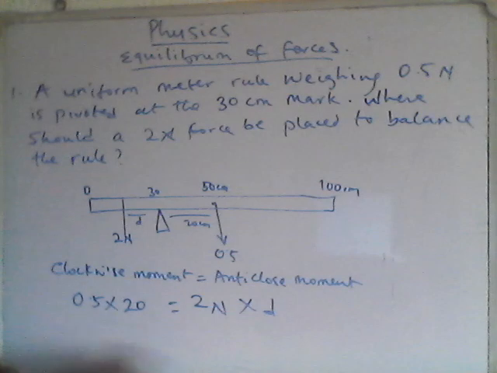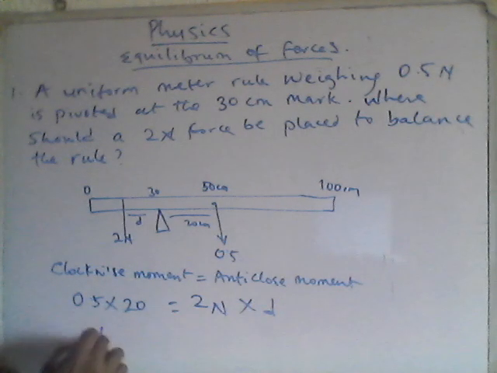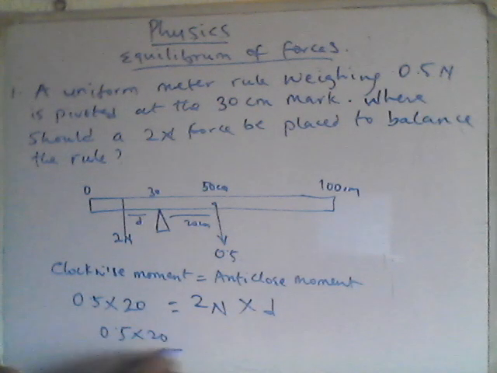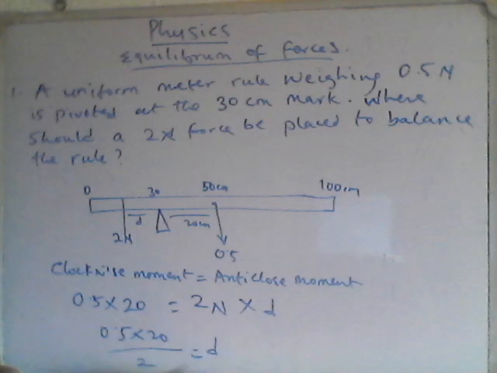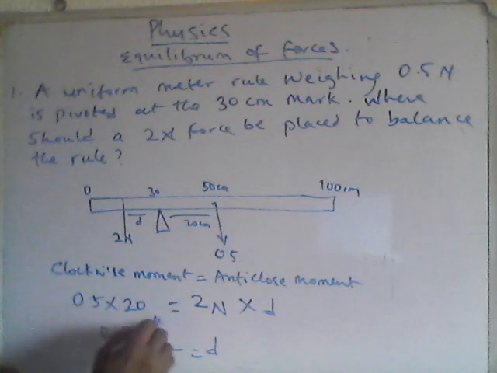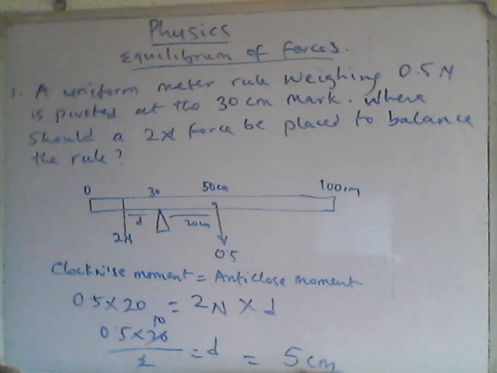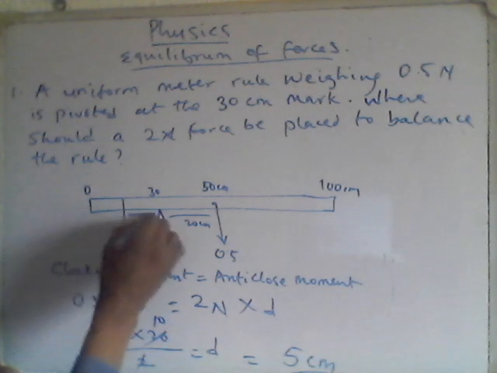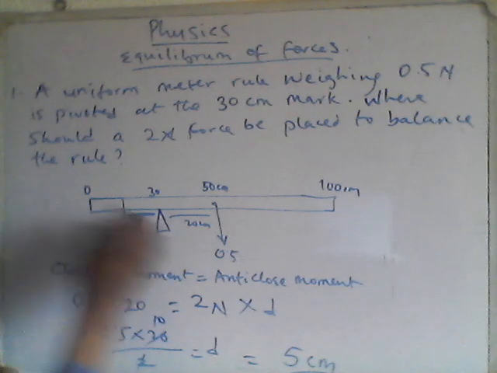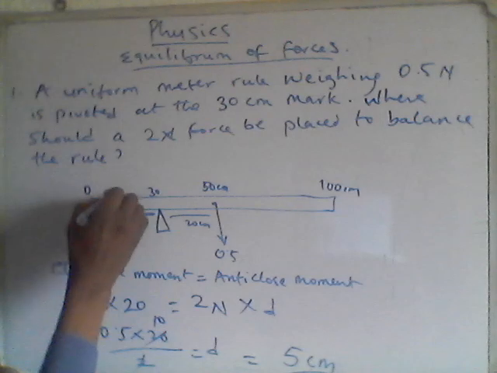So I can make d the subject of the formula. d equals 0.5 times 20 over 2. So 2 here, 1; 2 here, 10. So d is equal to 5 cm. So it's supposed to be placed 5 cm from this point, at the 25 cm mark.